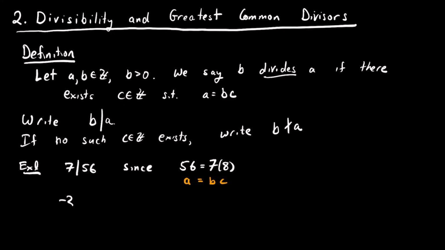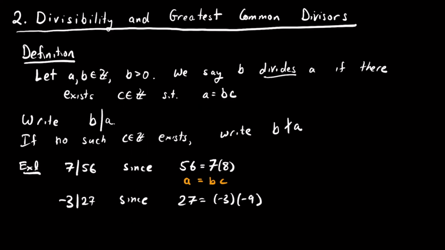Another example would be -3 divides 27. Why is this the case? Well, 27 can be written as -3, that's our b, times -9, that's our c. So in this case, there exists an integer c, in this case c is equal to -9, such that a is equal to b times c, such that 27 is equal to -3 times -9.